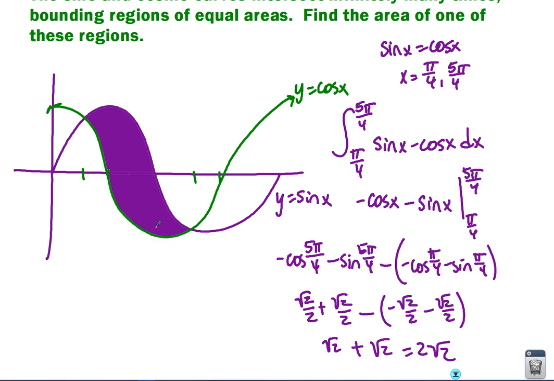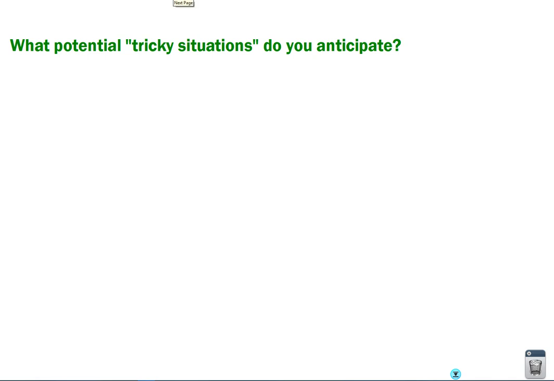If I wanted to find the area of this curve right here, or of this intersection, okay, technically it would be the exact same area, but I would have to find it a different way. My bounds would be different. I would start at 5 pi over 4 and end at 7 pi over 4. And then I would also have to recognize that on this curve, cosine is above sine. So I'd say cosine x minus sine x. But in the end, you would get the exact same answer. Okay? So that leads me into my next question of what potential tricky situations could you anticipate?